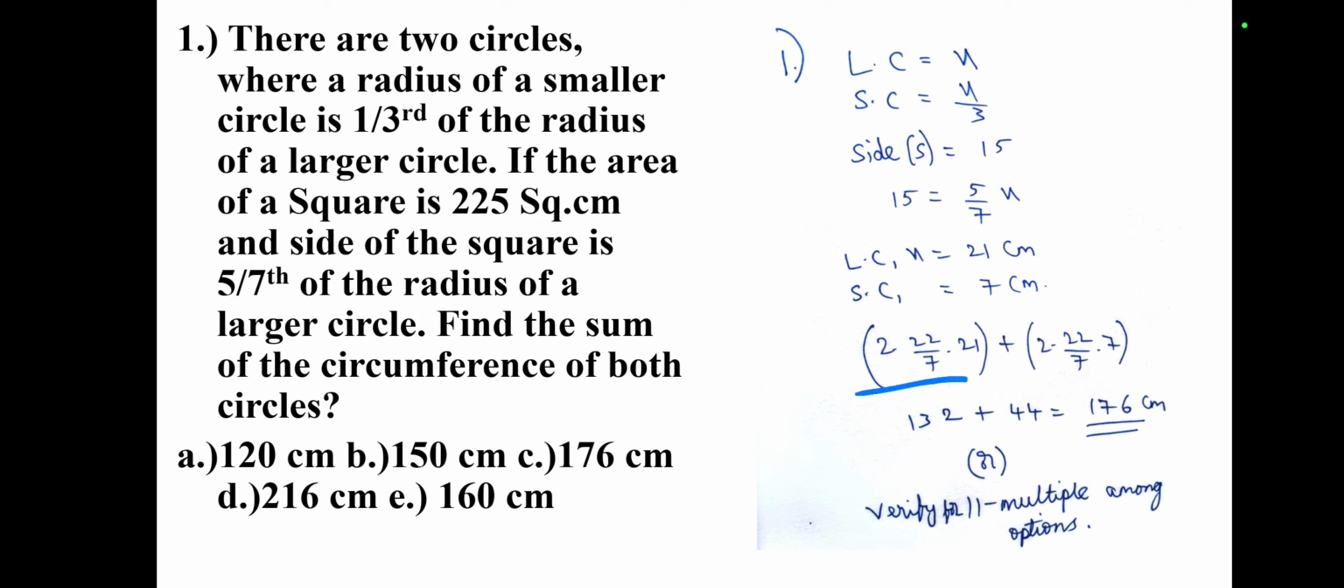We are asked to find out the sum of the circumferences of both the circles. So 2 into 22 by 7 into 21 plus 2 into 22 by 7 into 7, that is equal to 132 plus 44 equal to 176. Option C is the correct answer.